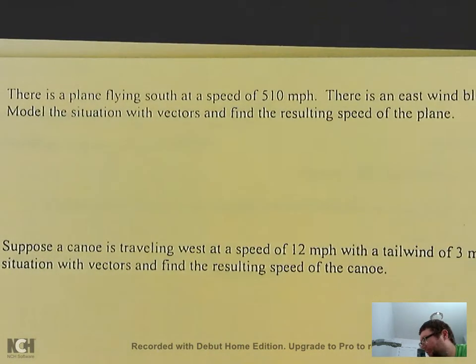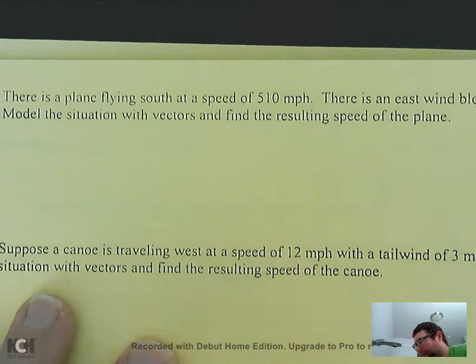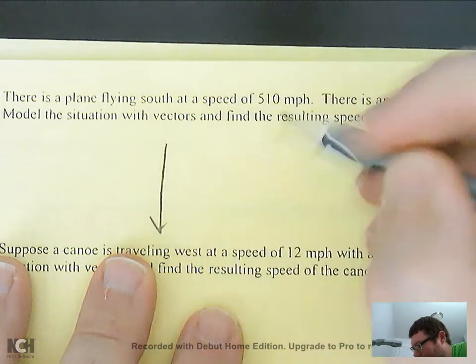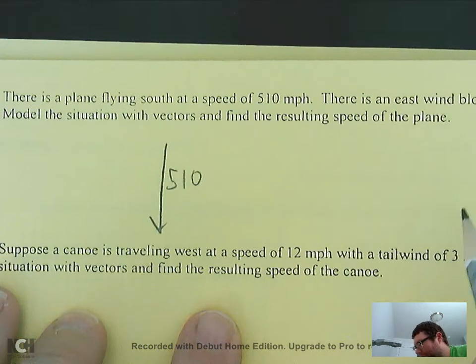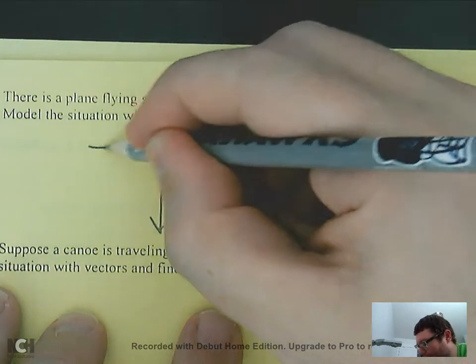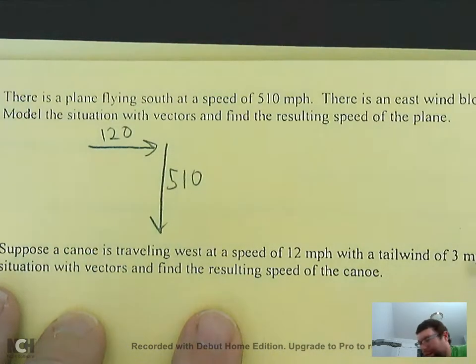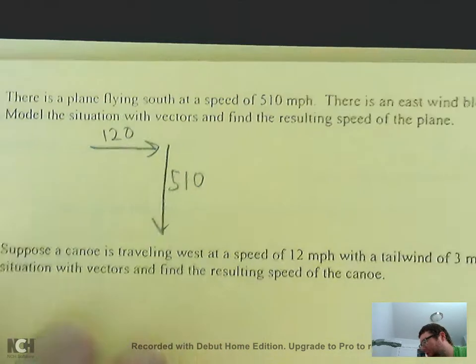Then, next section, story problems. These were very tough, right? Now again, we've got to model these, and we've got to find the answer. So, there's a plane flying south at a speed of 510 miles per hour. So, going south at 510. There's an east wind blowing at 120 miles per hour. So, 120 going to the east. Model the situation and find the resulting speed of the plane.